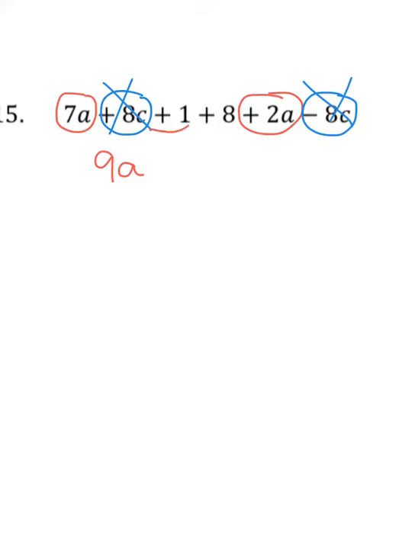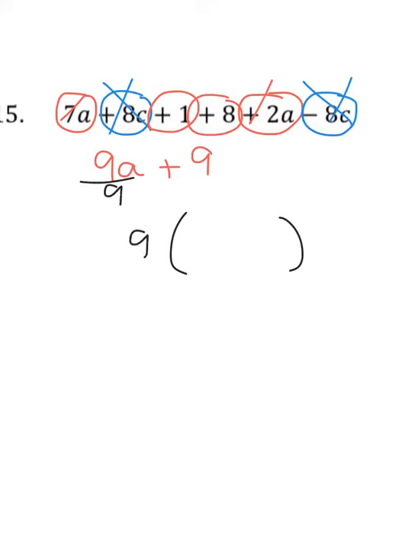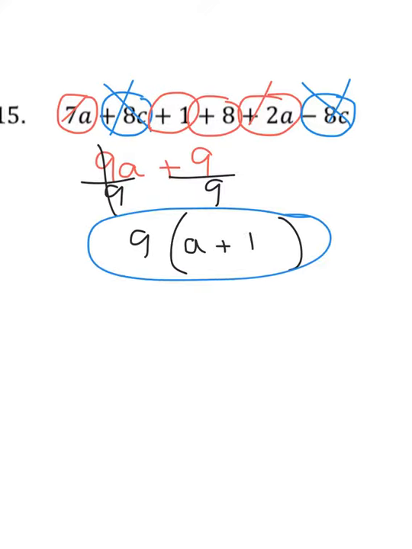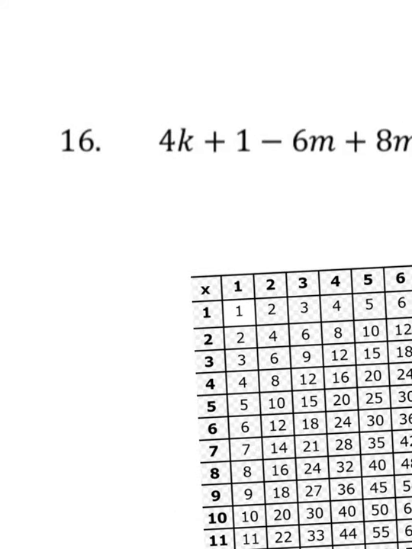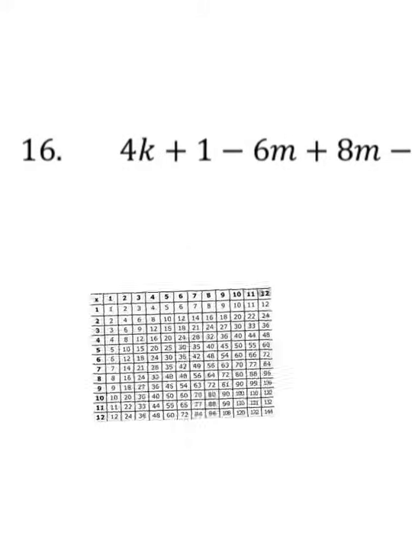And now, plus 1, plus 8. Remember, I'm done with those. That'll give me plus 9. So now, what can I factor out of those two? Positive 9. 9 divided by 9 is 1a, but I don't have to write down the 1 because it just means a. And 9 divided by 9 is a positive 1. Final factored expression. I need to get this thing out of here. It just messes me up.